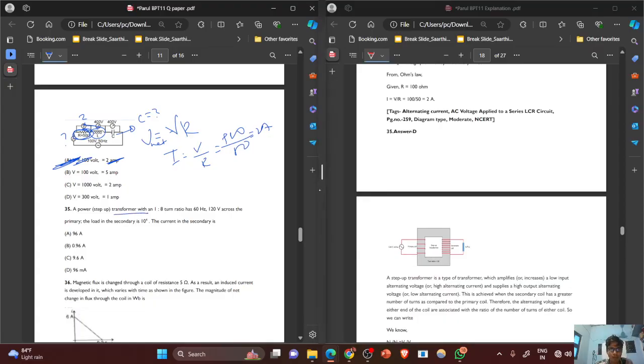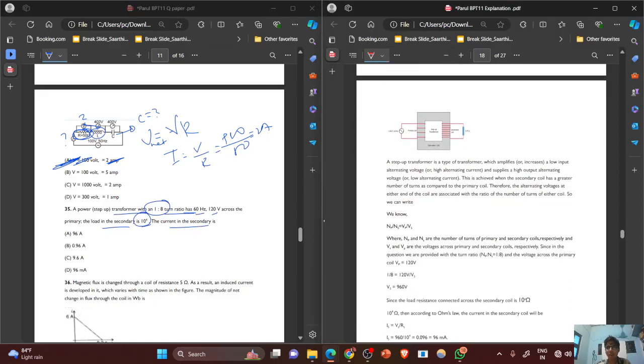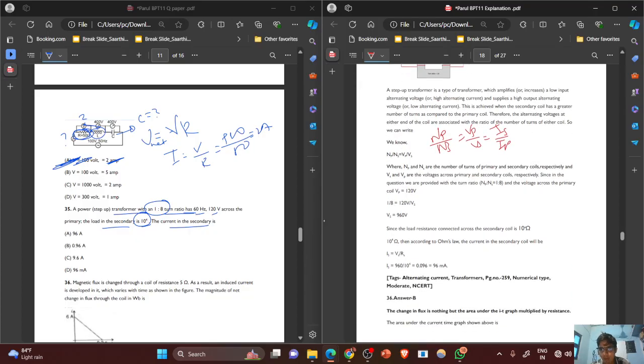Again, a question from transformers. A step-up transformer with a given turns ratio operates at this frequency, with this voltage across the primary. The load in the secondary is this. Find the current in the secondary. It's again a simple formula-based question. You need to understand this formula: N P by N S equals V P by V S equals I S by I P. Just use this formula and get the value.